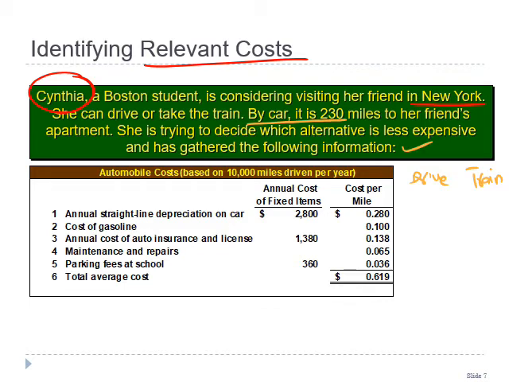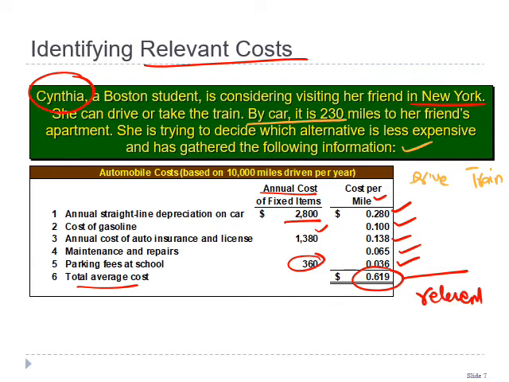So we know the annual straight line depreciation of the car per mile, we have cost of gasoline per mile is 0.1, annual cost of auto insurance and license, this is the annual one, and the per mile is 0.138. Maintenance and repair, given as 0.065. Parking fees at school is $360, and that is annual one, so this is per mile. So total average cost is 0.619. Do you think that all the costs inside this 0.619 are all relevant?